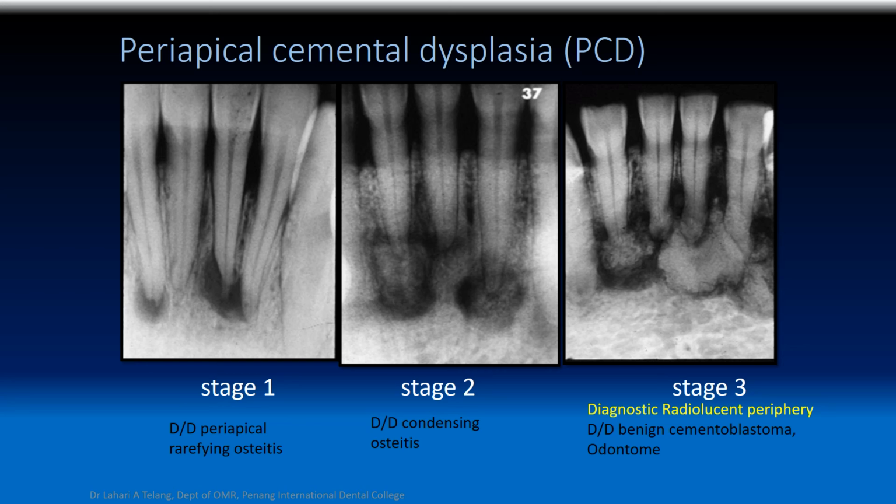I've also listed out here the differential diagnosis based on the appearance. The rarefying osteitis could have been thought of as a differential diagnosis for stage 1. For stage 2, with mixed appearing lesions, condensing osteitis can be thought of as a differential diagnosis. And for stage 3, where there is a radiolucent periphery around the radiopacity, a benign cementoblastoma or even the presence of an odontome attached to the apex of a tooth can be thought of as differential diagnosis.